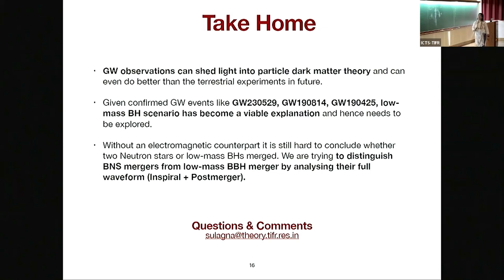And without an electromagnetic counterpart, it is very hard to conclude whether two neutron stars or two black holes have merged. To distinguish them, we need the full inspiral plus post-merger part, because as I have shown you, the post-merger part has the most distinguishability between a binary black hole waveform and a binary neutron star waveform.